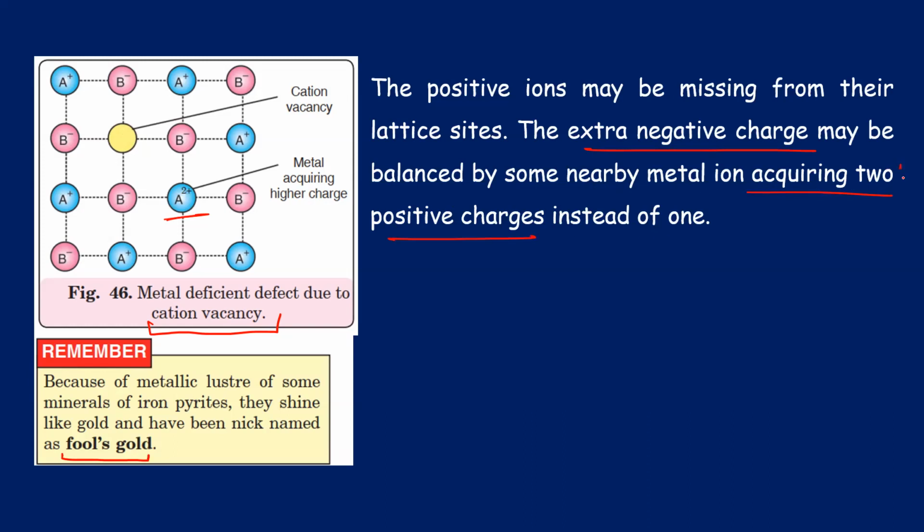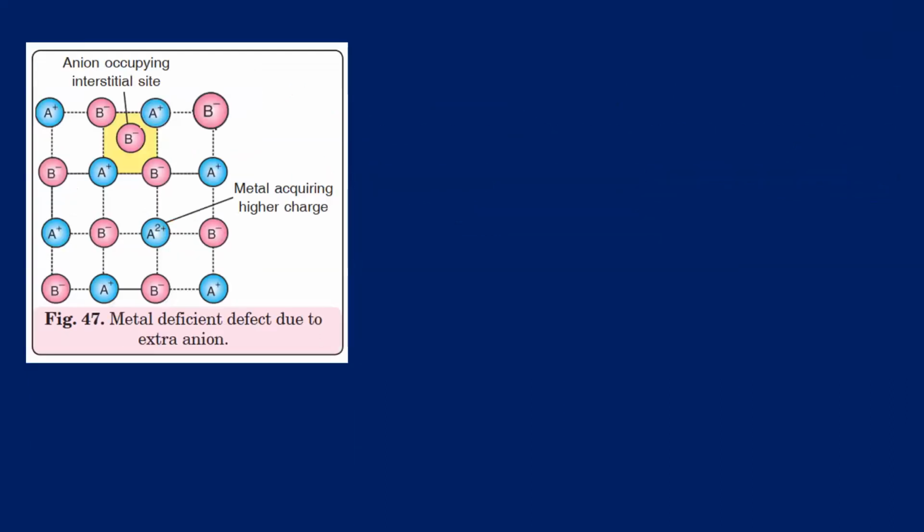That means they are acquiring a larger number of positive charge as compared to the ideal crystal. This is how you have the cation vacancies. Next is the anion vacancies, sorry, metal deficiency defect due to extra anion. So when we have extra anion, there will be an increase in negative charge, and that charge will also be balanced by a metal acquiring higher charge.